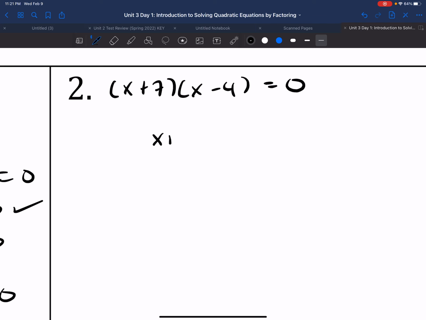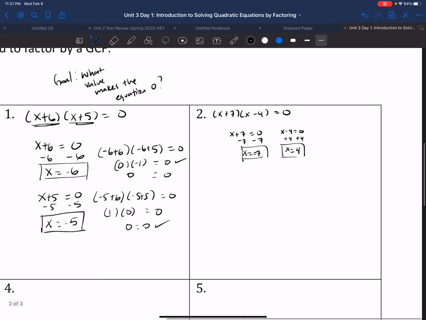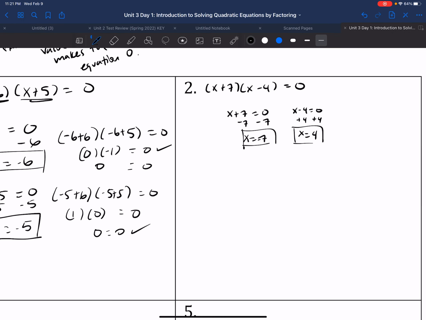So I'm going to have x plus 7 equal to 0. Subtract both sides by 7. x is equal to negative 7. And then x minus 4 is equal to 0. Add both sides by 4. So I'm left with x is equal to 4. These are my answers, and you can go ahead and verify if you want. That's totally on you if you want to check how you're doing.